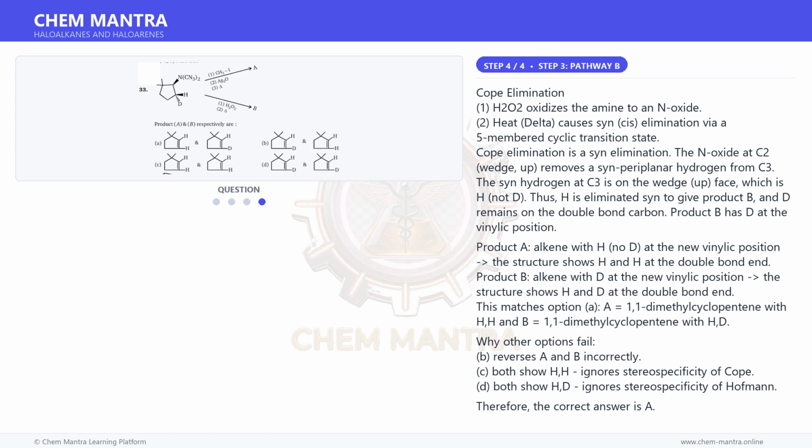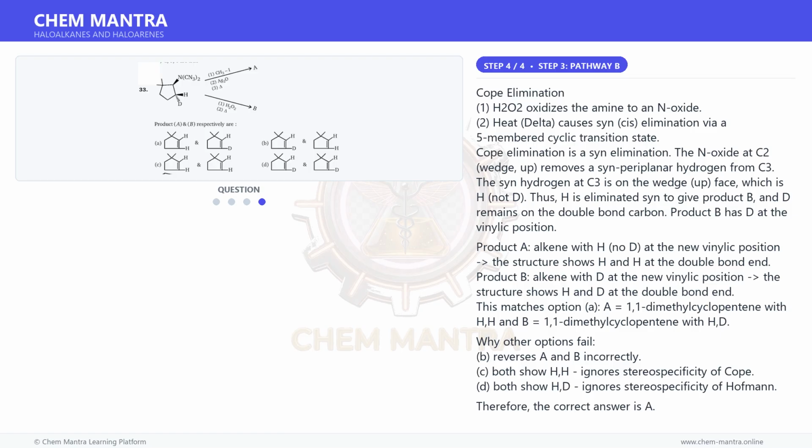The N-oxide at C2, wedge, up, removes a syn periplanar hydrogen from C3. The syn hydrogen at C3 is on the wedge, up, face, which is H, not D. Thus, H is eliminated syn to give product B, and D remains on the double bond carbon. Product B has D at the vinylic position.